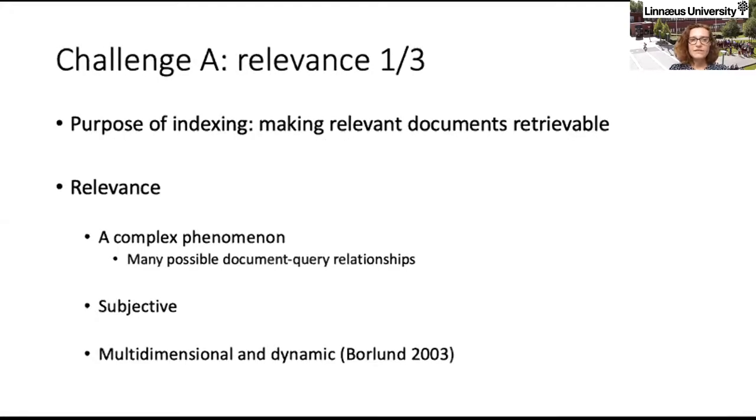The challenge of relevance. Why do we want to talk about that when we talk about subject indexing? Well, the ultimate purpose of subject indexing is often making relevant documents retrievable. But relevance, how do we measure this? Relevance is a complex phenomenon. There are many possible relationships between the search query that the user writes and the documents that are retrieved. This is because relevance is subjective. It's also known to be multidimensional and dynamic, with a lot of research explaining this and giving examples.